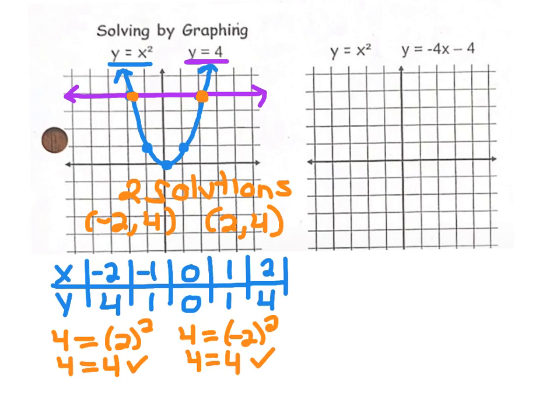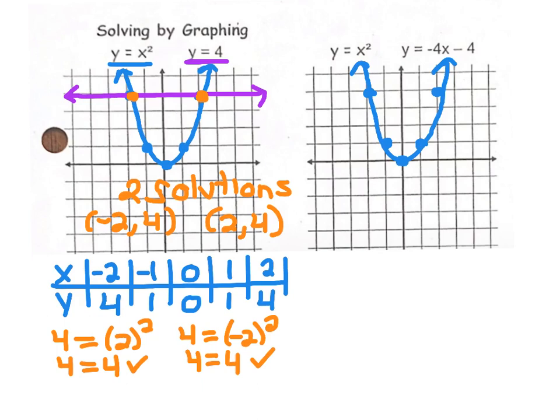Okay, let's go ahead and try another one. So we have the same quadratic, y equals x squared. We already have our table of ordered pairs, so let's go ahead and just replot -2, 4, -1, 1, origin, 1, 1, 2, 4.